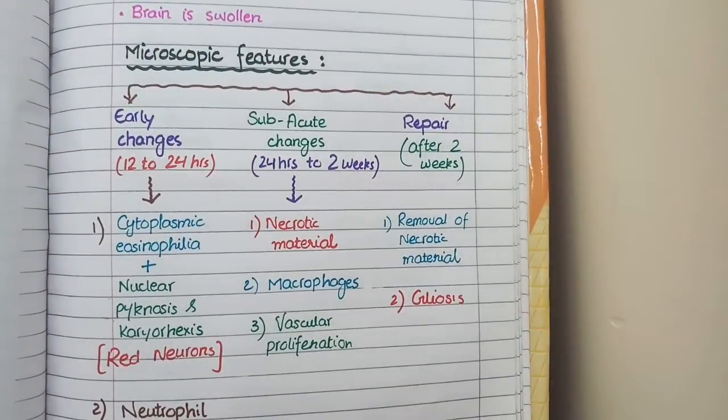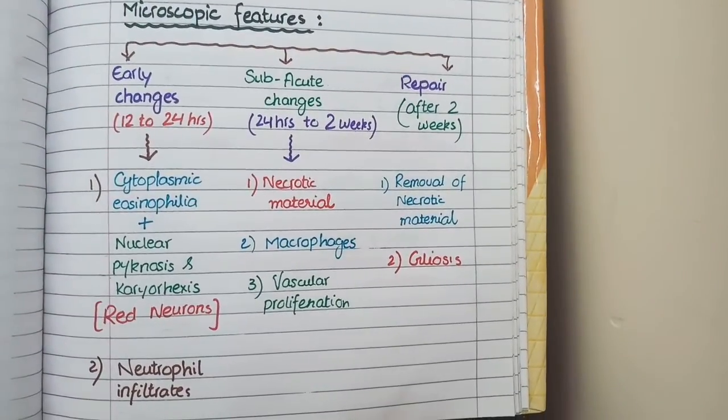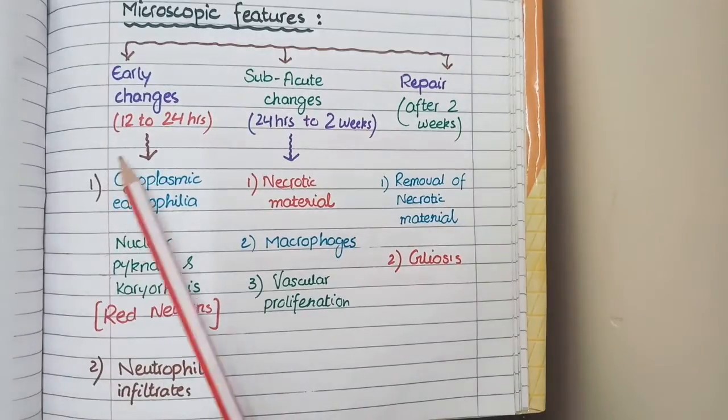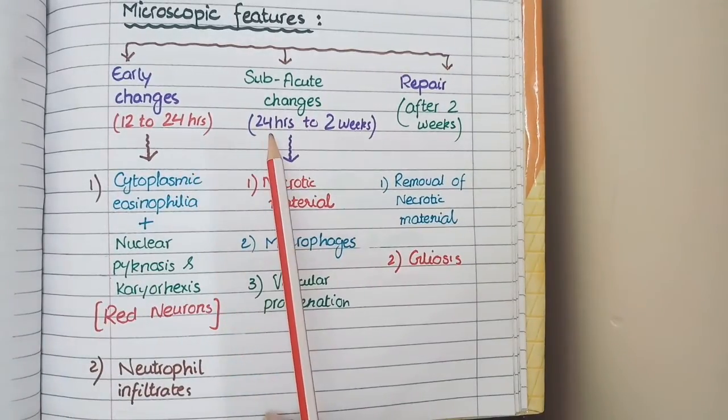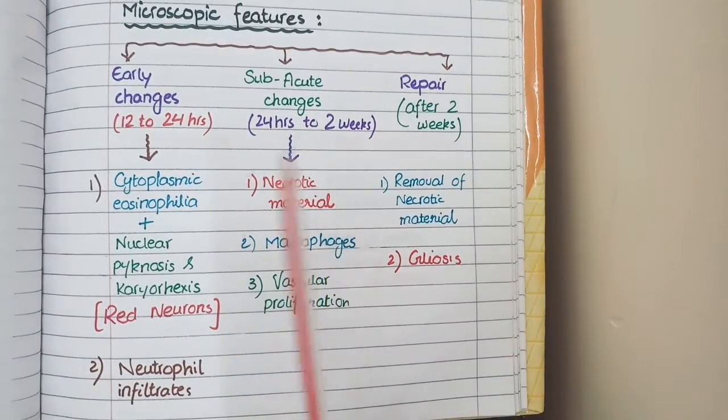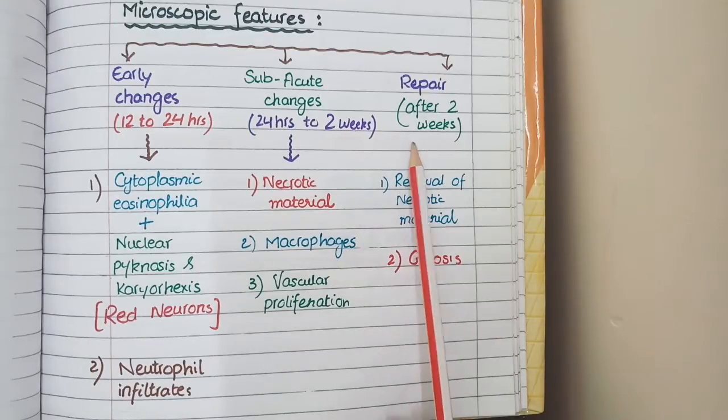Now we divide the microscopic features into three parts. First is early changes that occur within day 1. The second is subacute changes which occur from day 1 up to 2 weeks. And the third is repair which occurs beyond 2 weeks.